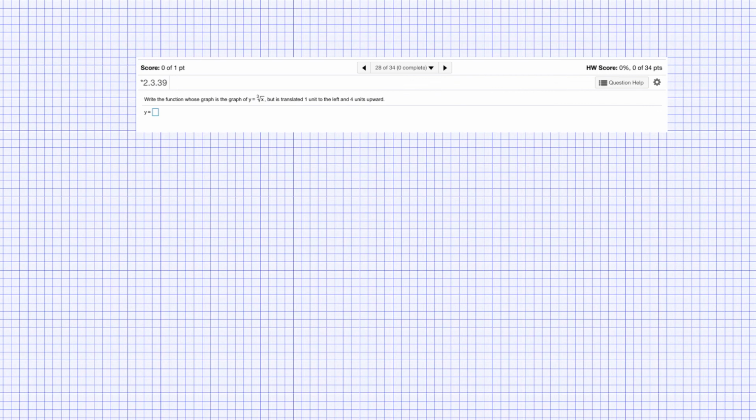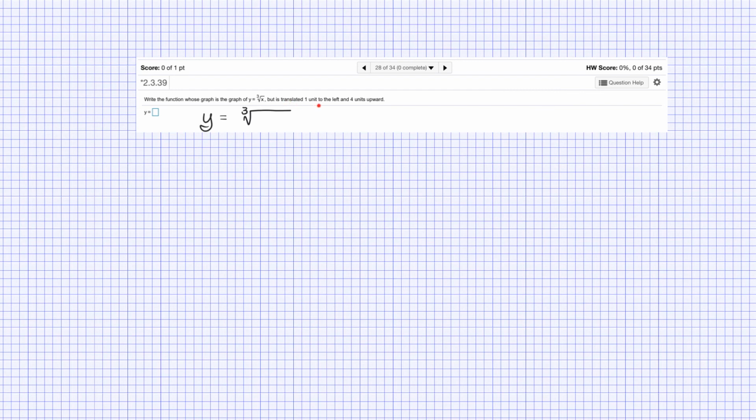Now, the last few problems in the homework are going to test whether or not you really understand what's going on with this. And I wanted to show you an example of it. It says, write the function whose graph is the graph of my parent cube root function, but translated 1 unit to the left and 4 units upward. So I'm going to be looking at taking that parent cube root function. There's no reflections, right? So there's not going to be a negative sign here, nor will there be a negative under the cube root sign.